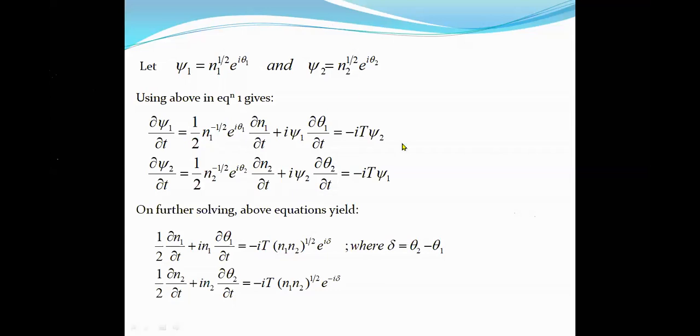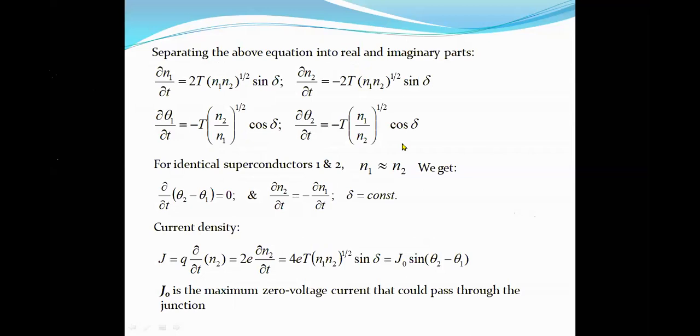So let me go forward. Okay, so now come to this slide. Fine. Now you can lower your hand. Now let's come to this slide, and from the last equations, what you need to do is the separation of imaginary and real parts from these last 2 equations.